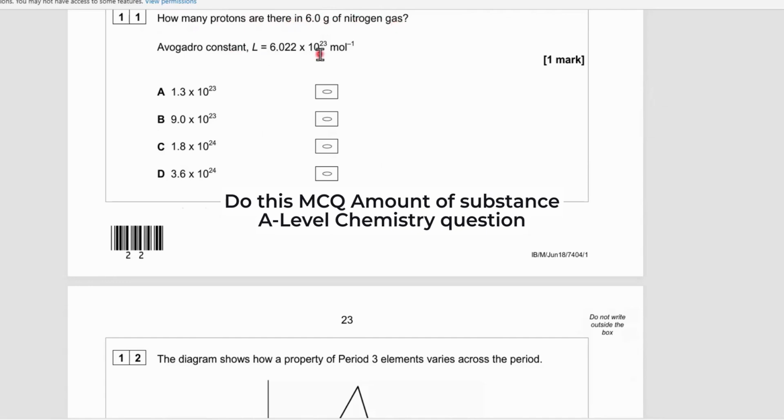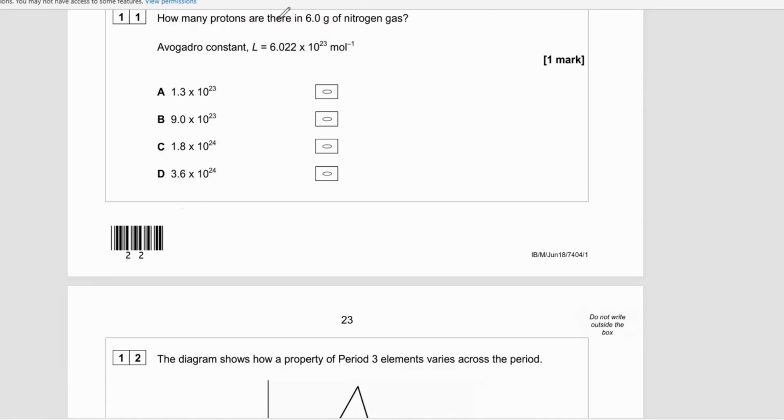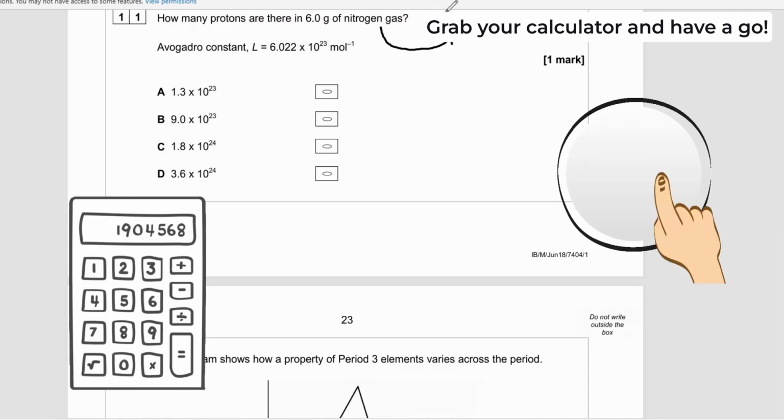Okay, this question here, guys. How many protons are there in 6 grams of nitrogen gas? Avogadro's constant is 6.022 times 10 to the 23. 1 mark. Pause the video. Have a go. All right, I'm going to go through the explanation.